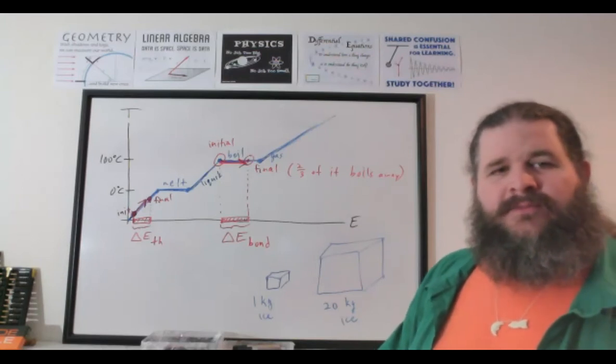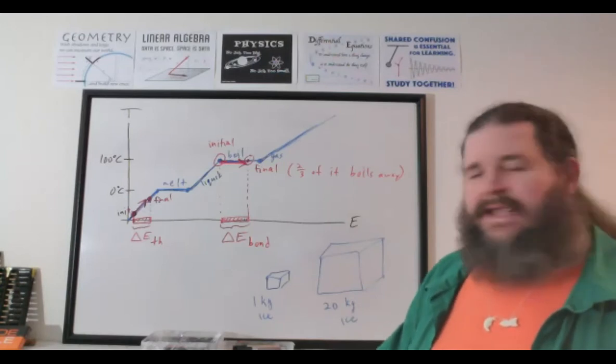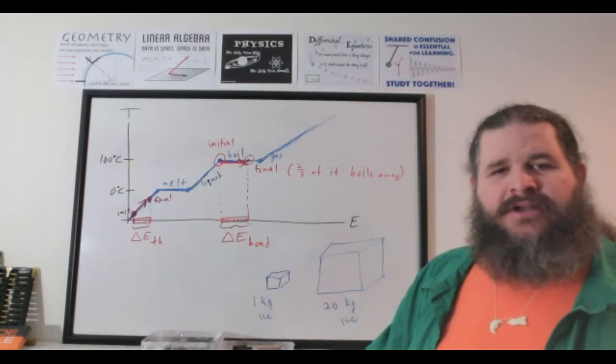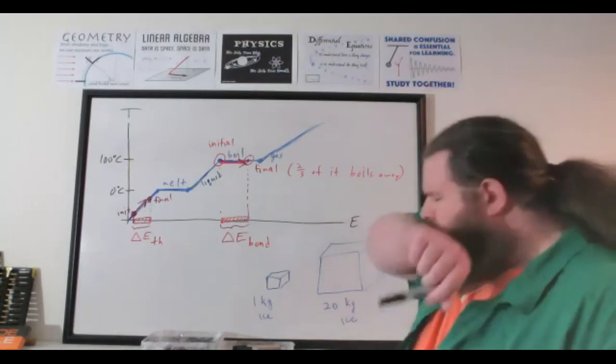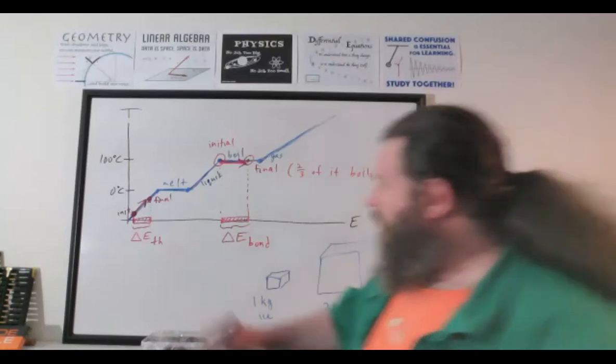Yeah, it should be 20 times as much. Melting a 20 kilogram block of ice is equivalent to melting 20 1 kilogram blocks of ice. So it should take 20 times as much energy. And generally, we can say these are proportional.